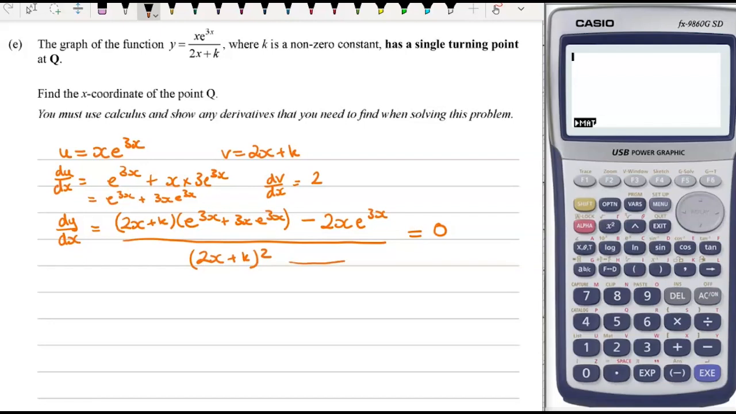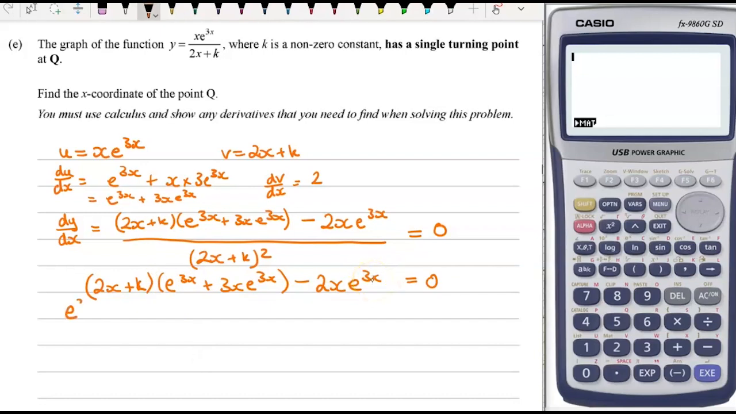Now, if I start solving, I'd bring this up to here and make it equal to 0. So we're only actually interested in the numerator of this equation. So we've got 2x plus k, then e to the 3x plus 3x e to the 3x minus 2x e to the 3x equals 0. Now, you might remember earlier I talked about when we've got e to the something in these things, we try to factorize it out because we know that can't equal 0.